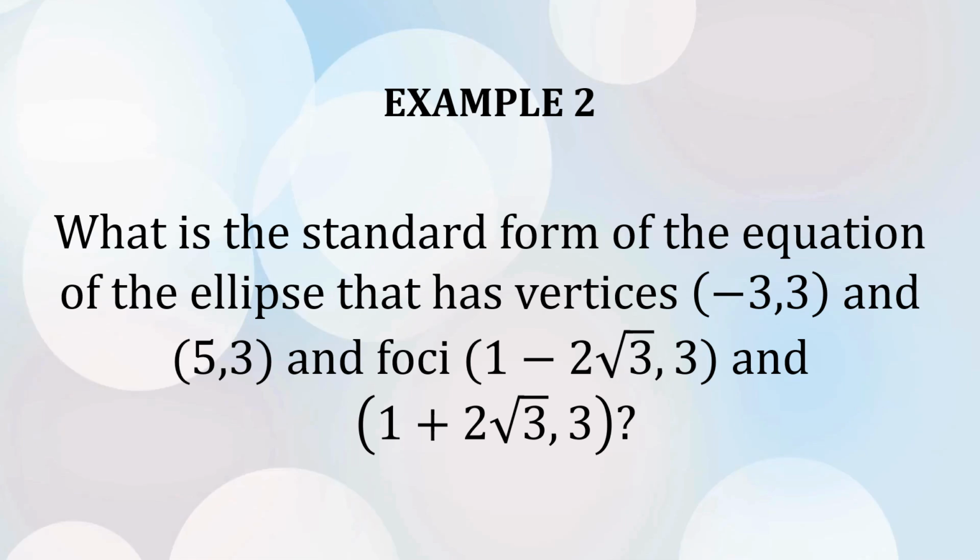For our second example, what is the standard form of the equation of the ellipse that has vertices with coordinates (-3, 3) and (5, 3), and foci with coordinates (1 - 2√3, 3) and (1 + 2√3, 3)?